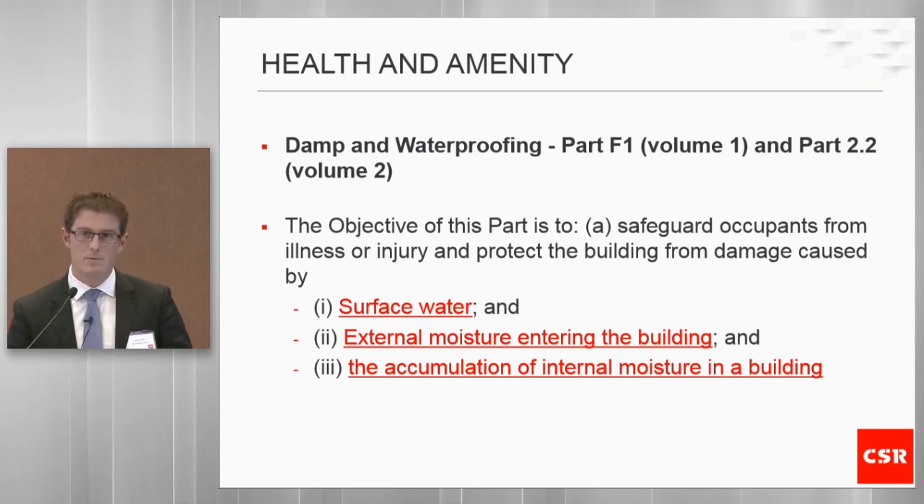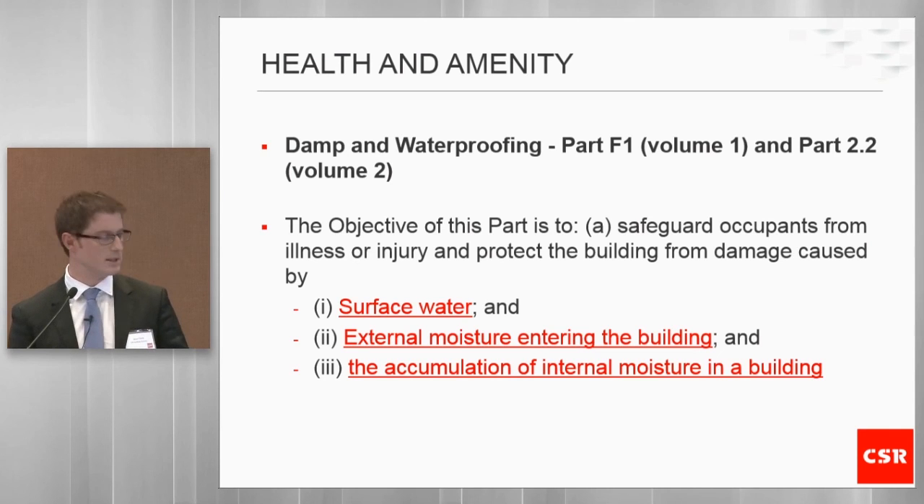In the BCA we have specific clauses in the health and amenity section, and it's all about managing damp and waterproofing of buildings. The objective of this part is to safeguard occupants from illness or injury and protect the building from damage caused by, and then it talks about surface water, which is basically external water, external to the building. So we're talking about rain and deflecting and draining that rain, and external moisture entering the building. That could also be not just liquid rain, but external humidity. That's more of a tropical climate issue where you have large amounts of moisture in the air outside.